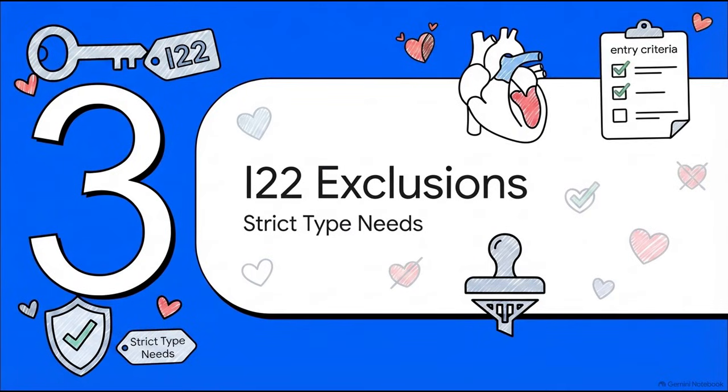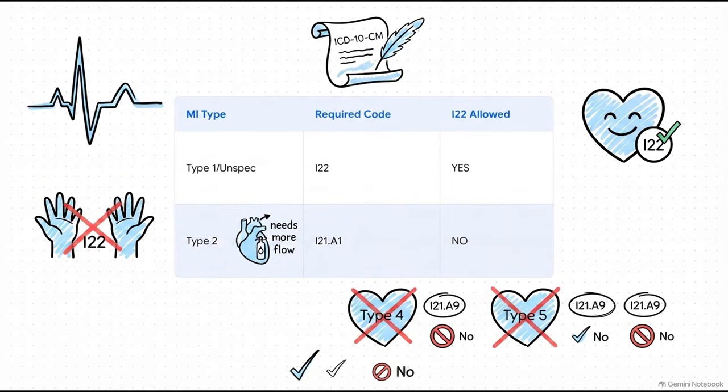Section 3, I22 exclusion restrictions, strict type requirements. Now, keep in mind, category I22 is a highly exclusive club. It has very strict entry criteria based on the exact type of myocardial infarction. You can't just slap it onto every subsequent heart issue. The exclusions here are incredibly strict.